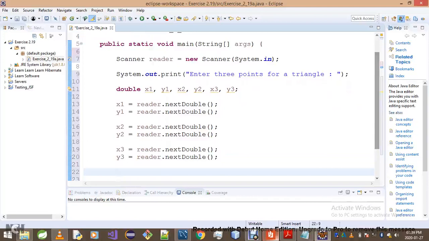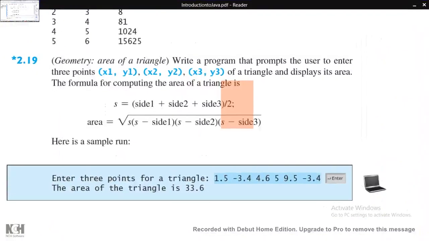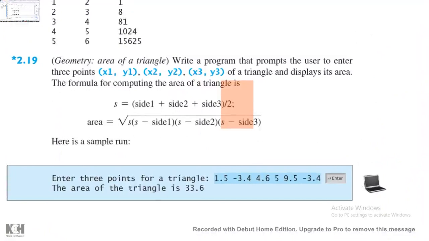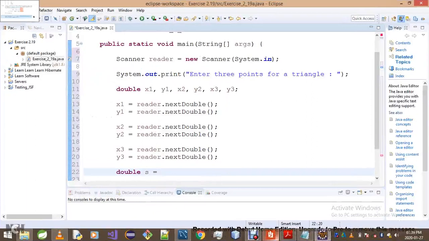Okay, now that we've got our variables properly assigned, it is time to create this S here, the one we're given. It's nothing else but the sum of the three sides all over 2.